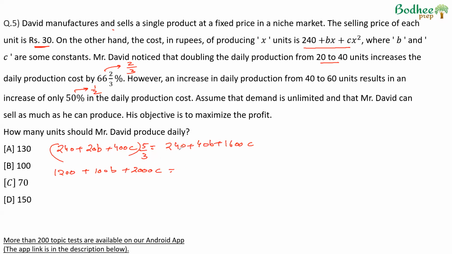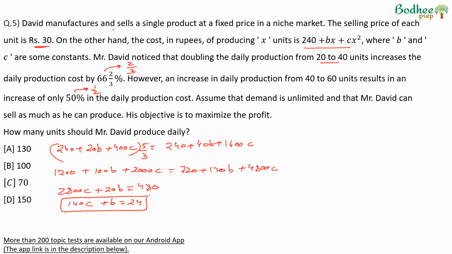is equal to 720 plus 120B plus 4800C, which means 2800C plus 20B is equal to 480, which means divide by 20. 140C plus B is equal to 24. We get one equation in B and C.